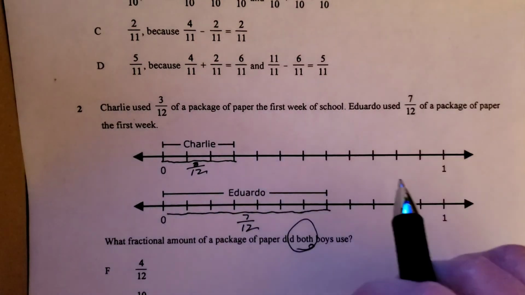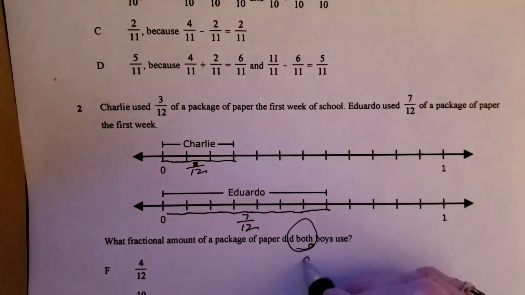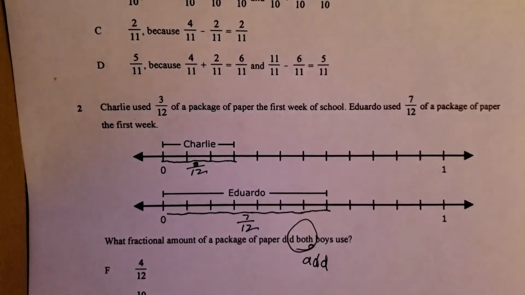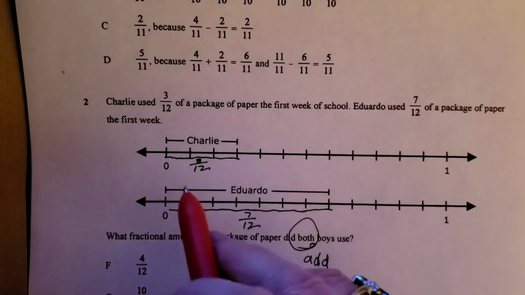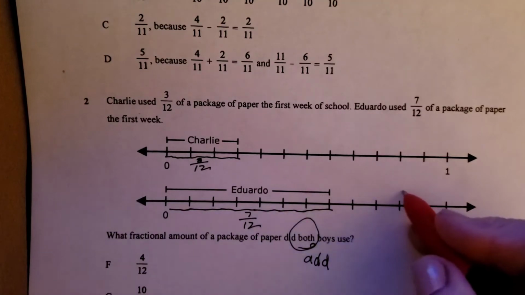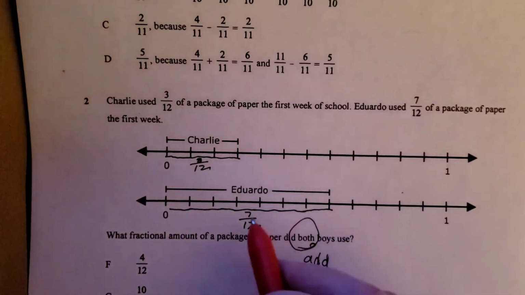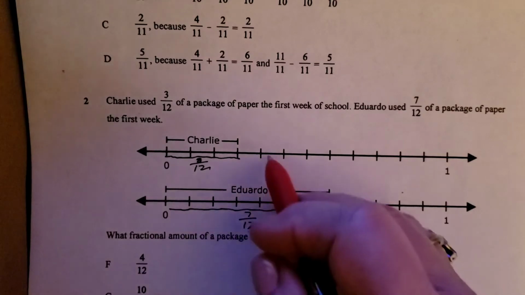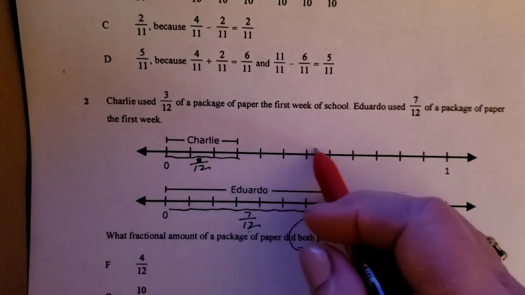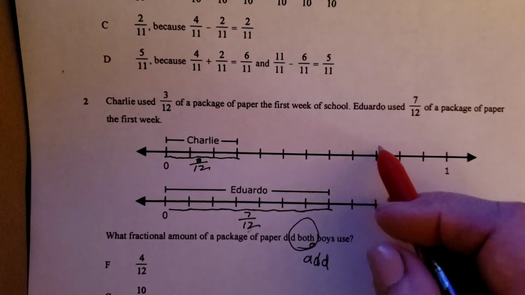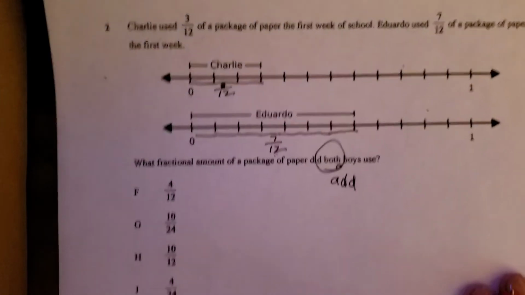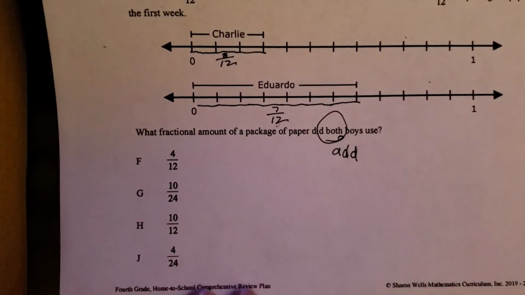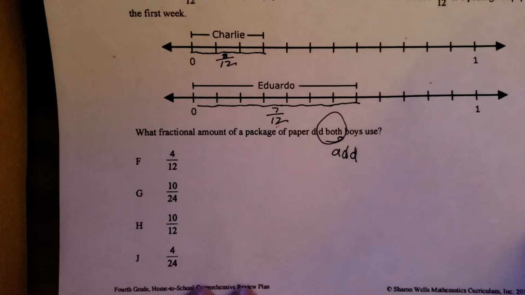When they're talking about both of them, what are we going to do? We're going to add. The easiest way you can do that is you can either take Charlie's 3/12 and add them on to Eduardo's down here, or you can take Eduardo's 7/12 and add them onto Charlie's number line. Either way you do it, you should get the correct answer. And that's all I'm going to say. The answer is definitely here. And let's see if you can find that for Miss Argo. All right, that's the first one.